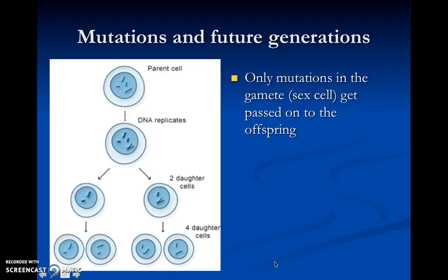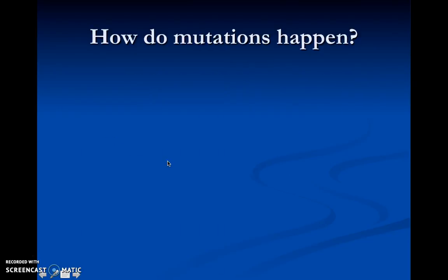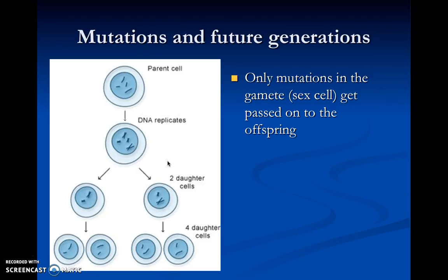So when we think about mutations and how mutations get passed on from parent to offspring, only mutations that happen in the gametes, the sex cells, are going to get passed on. Okay? And the reason for that is because those mutations in the gametes are going to go into all of the body cells. So a mutation that maybe you have in a cell of the arm would not get passed on to your kids. It would only be the mutations that are in the gametes, because that's where new individuals come from.